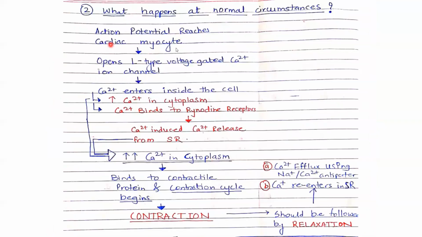So the action potential reaches the cardiac myocyte. It opens L-type voltage gated calcium ion channels. Calcium enters inside the cell, so there is an increase in calcium in the cytoplasm, plus calcium induced calcium release from the sarcoplasmic reticulum. This causes an increase in calcium in the cytoplasm of the cell. And this calcium binds to contractile proteins and the contraction cycle begins. So this is how your normal cardiac myocyte is going to contract under normal circumstances.